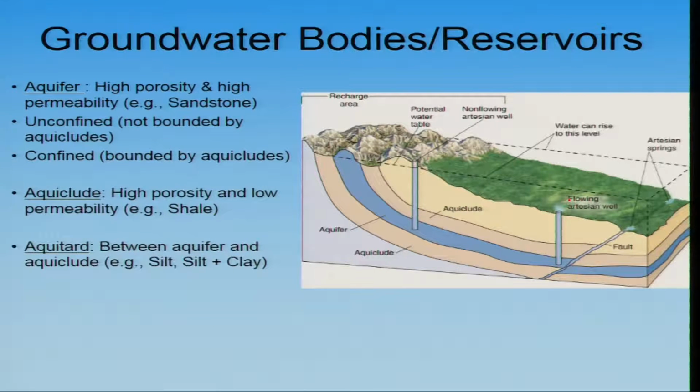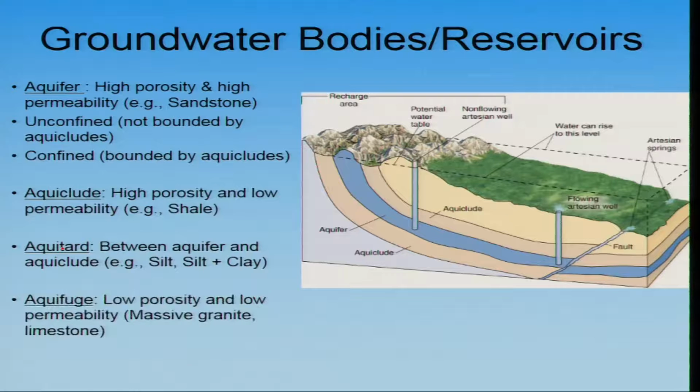And aquitards are between aquifer and aquiclude. For example, if you have silt or silty clay layers or units, they are termed as aquitard. Aquifuge is low porosity and low permeability. For example, granites or limestones are examples of aquifuge.